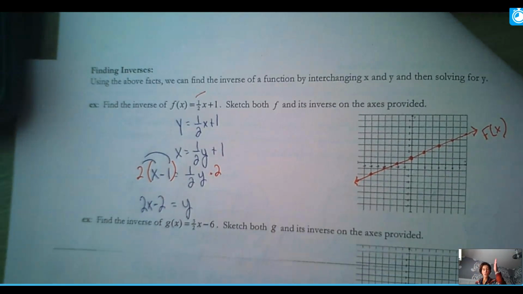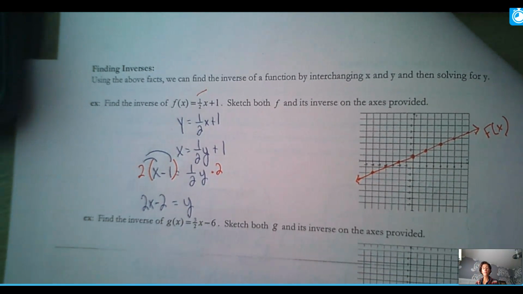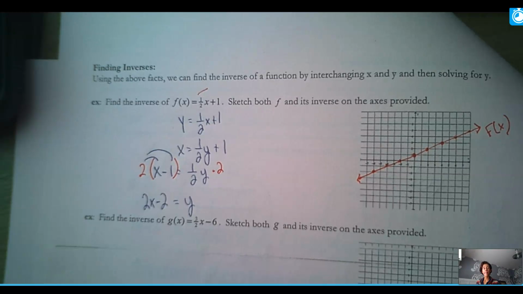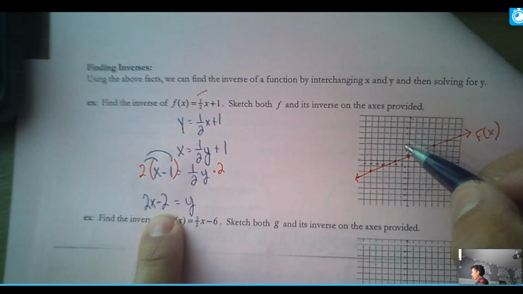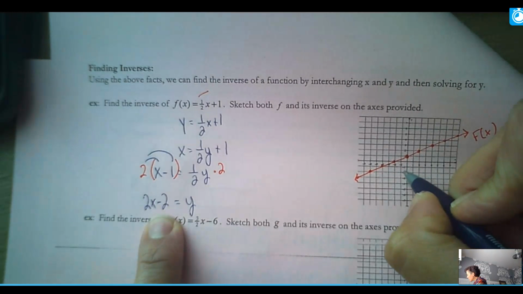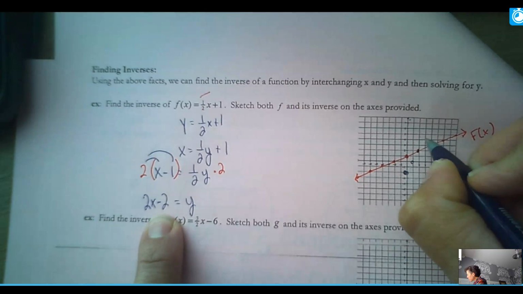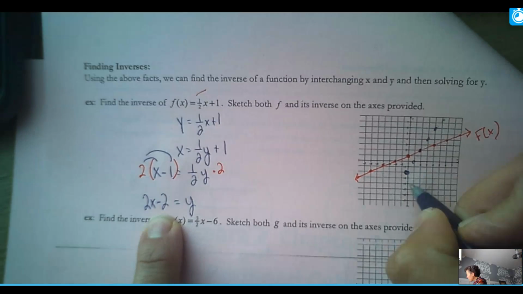It's not only a function because it passes the vertical line test, but it's also a one-to-one function. And if it's a one-to-one function, then its inverse should be a function. It should be. So let's just verify that. So now I'm going to graph this one. I'll go to my y-intercept of -2, and I'll go up 2 over 1, and I'm just going to repeat this pattern as I do that.